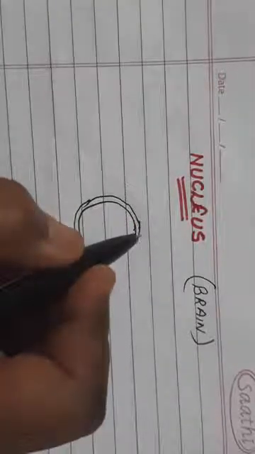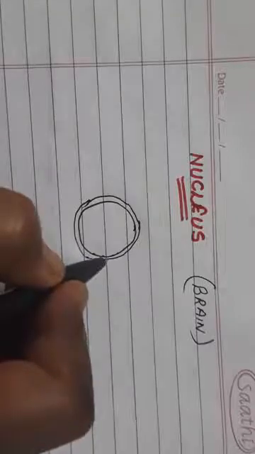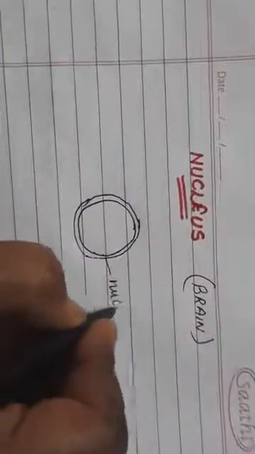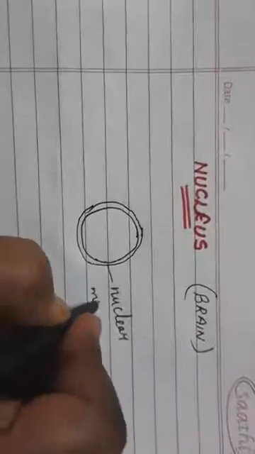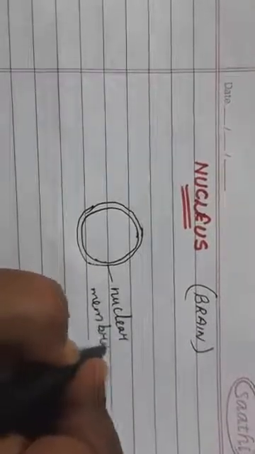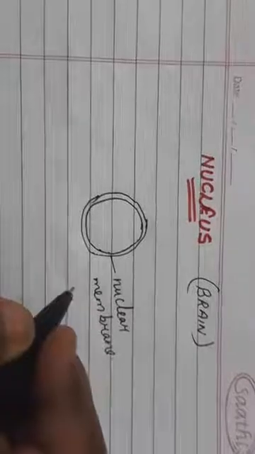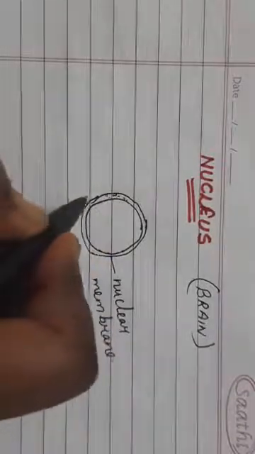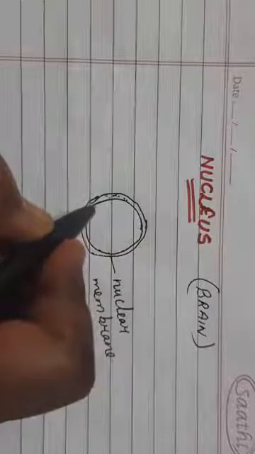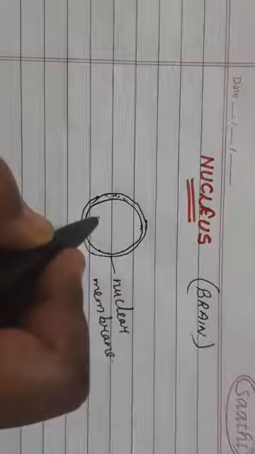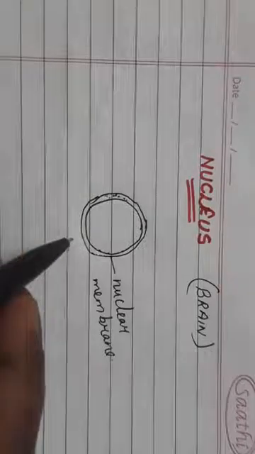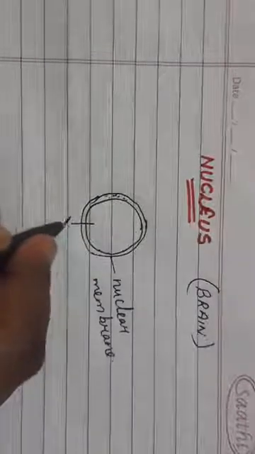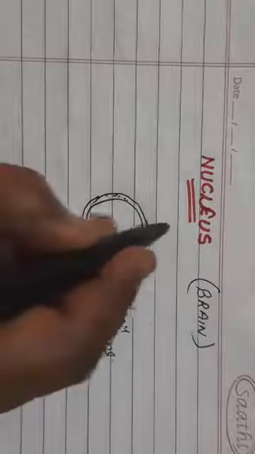Okay, and this is a double layered, nucleus has a double layered covering, and it is called as the nuclear membrane. Clear? This nuclear membrane has pores. Tiny and very minute pores are present in this nuclear membrane, so that it allows the transfer of material from inside the nucleus to its outside, that is to the cytoplasm.